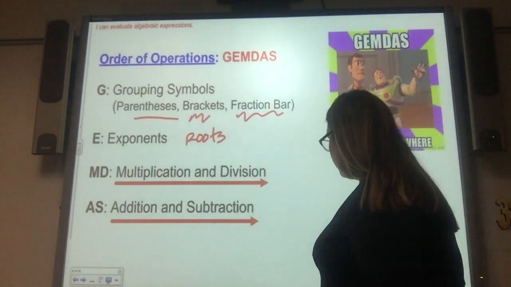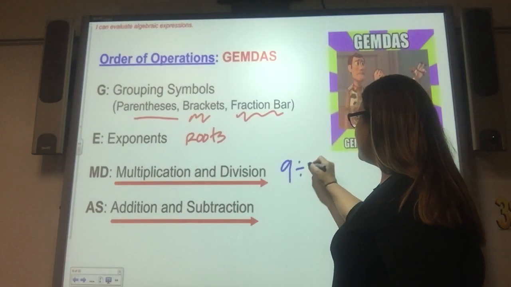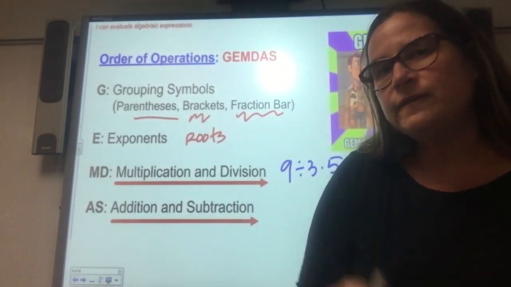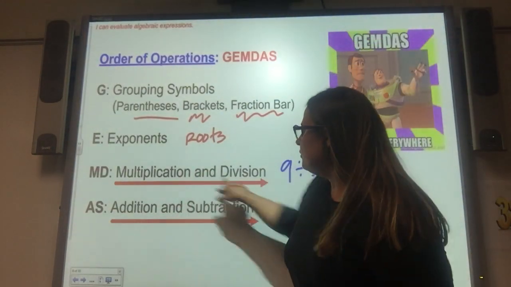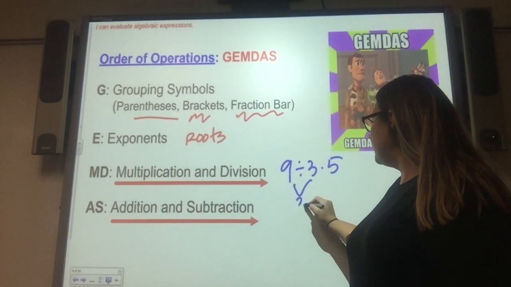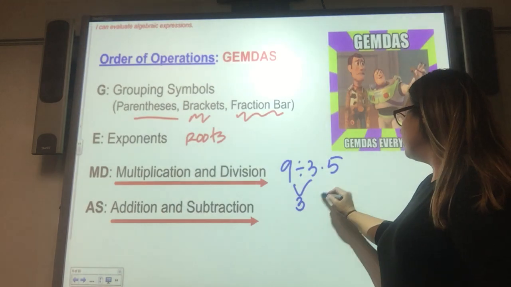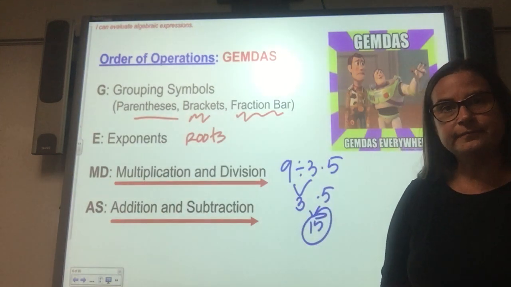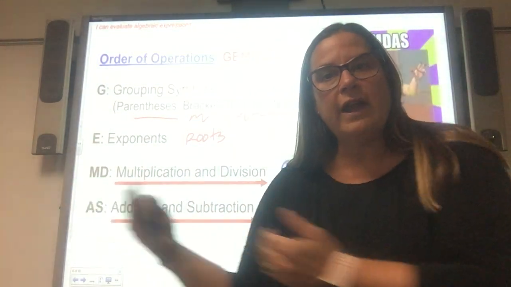That means if you have a problem like 9 divided by 3 times 5, you do the division first because you do both of these working left to right. So 9 divided by 3 is 3. 3 times 5 is 15. All right? So make sure you work left to right.